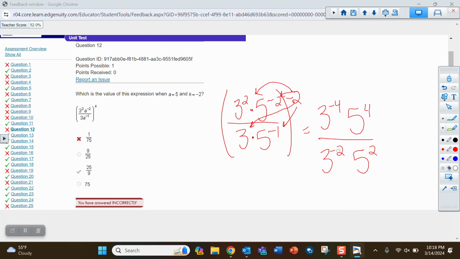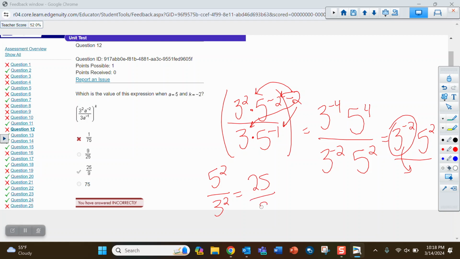Negative 4 minus negative 2 is like negative 4 plus 2. So that's to the negative second. And now we just do 4 minus 2, 5 to the second. That negative exponent has to be simplified by moving it down into the denominator. So we end up with 5 squared over 3 squared, which is 25 over 9.